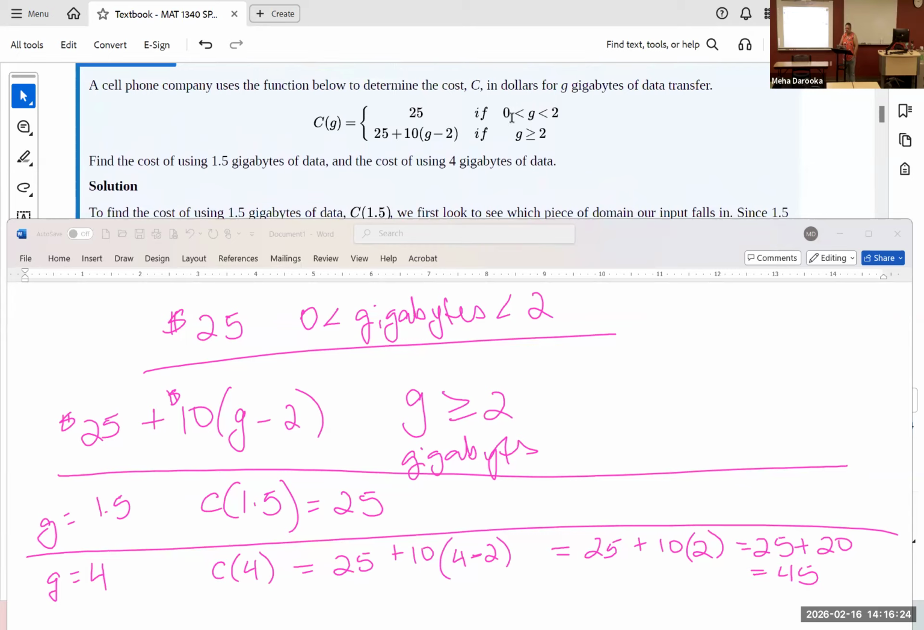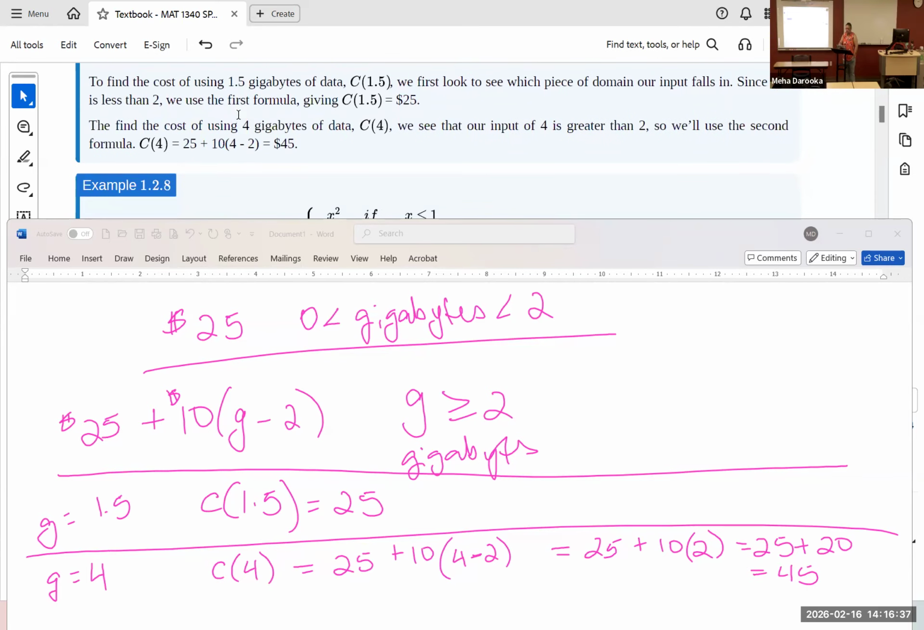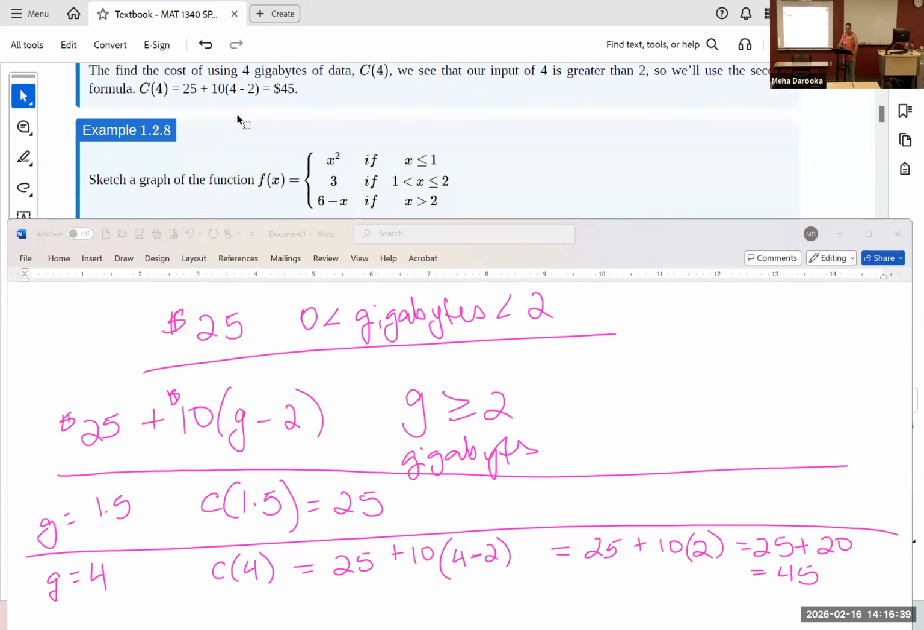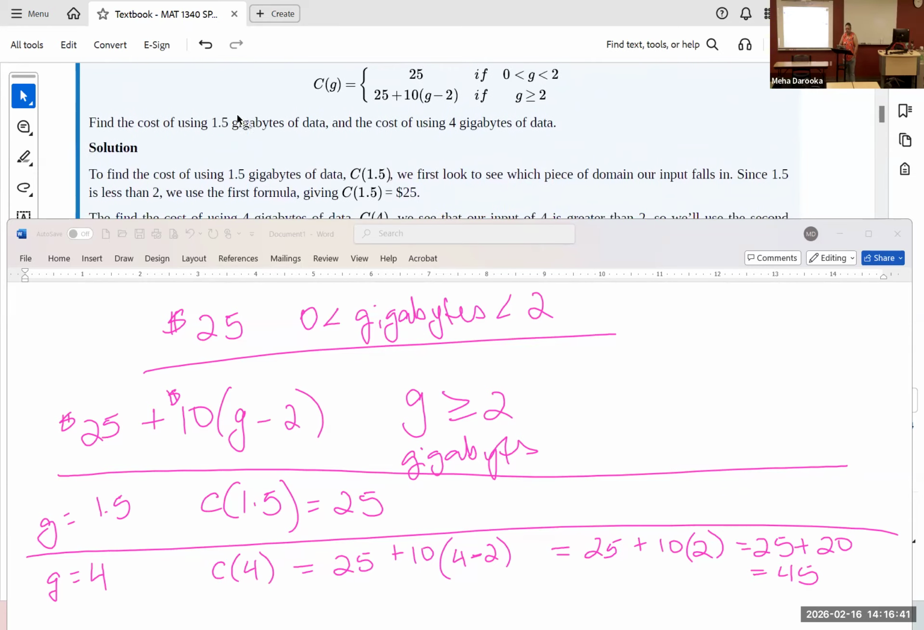So like I said, 1.5 falls within the range of 0 to 2. That's why we use the first part of the piecewise function. 4 gigabytes is greater than 2, so that's why we use the second piece of the function. So you do have to be careful about looking at the domain and then deciding what you need to use.